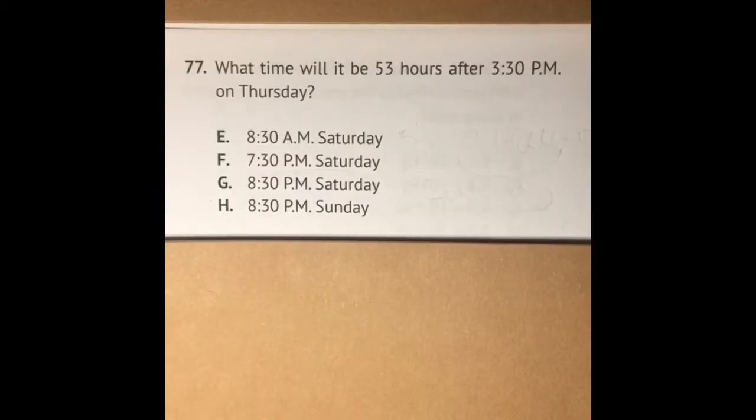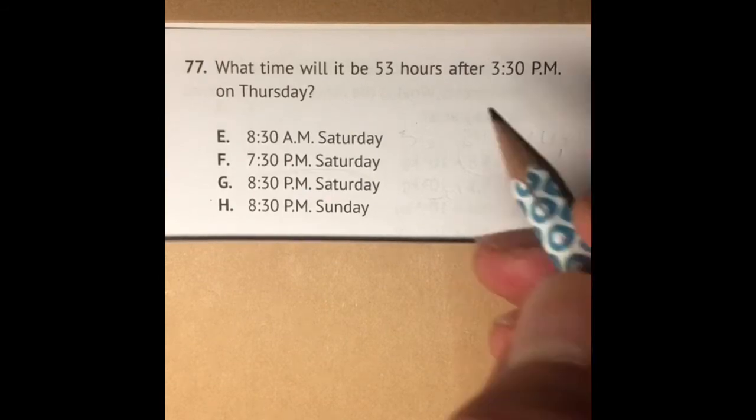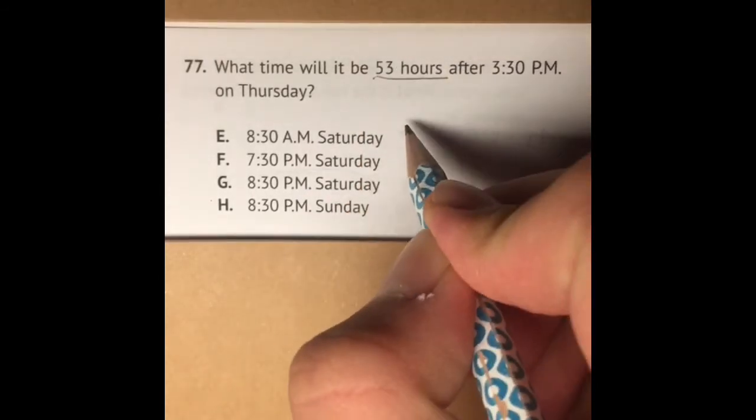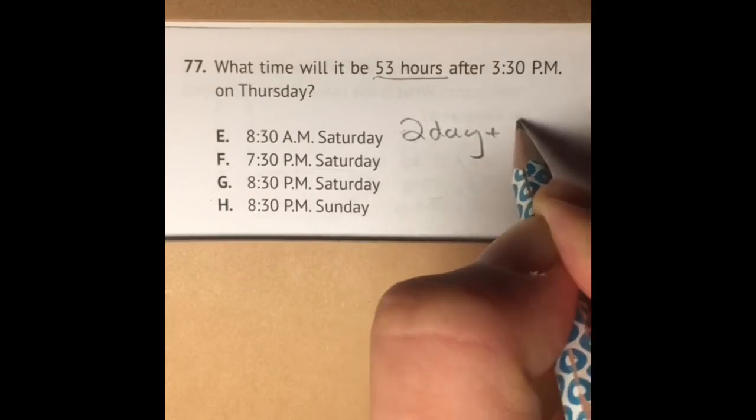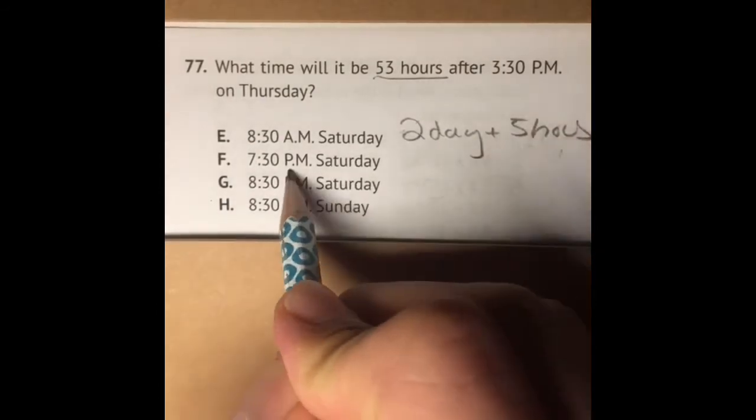What time will it be 53 hours after 3:30 p.m. on Thursday? Alright, so we could break down 53 hours into 48 hours or 2 days, plus 5 hours. So that leaves us with Saturday at 8:30.